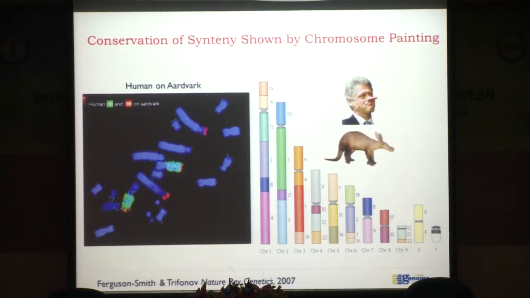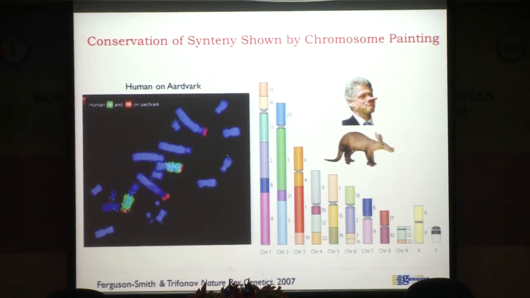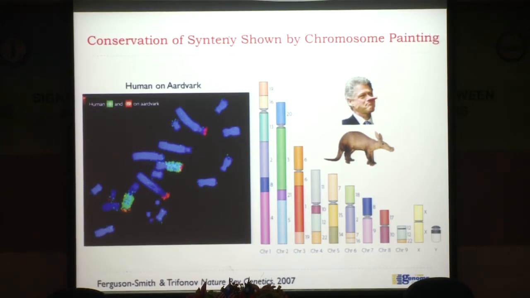human chromosomes. So the aardvarks have just 9 autosomes, and this figure shows that the entire composition of human chromosome 3 is found on the aardvark chromosome 2. And that's just by painting.